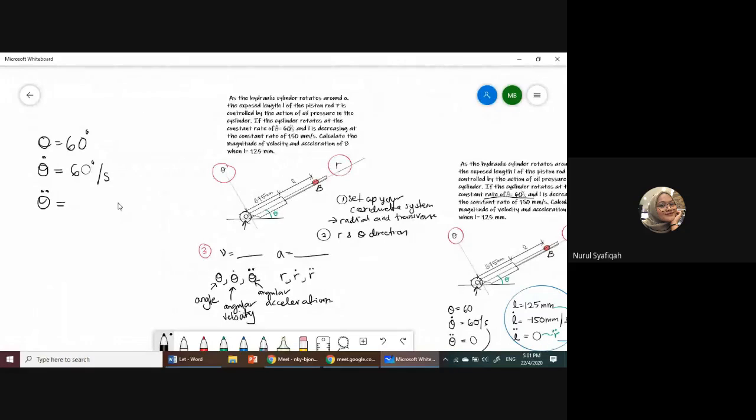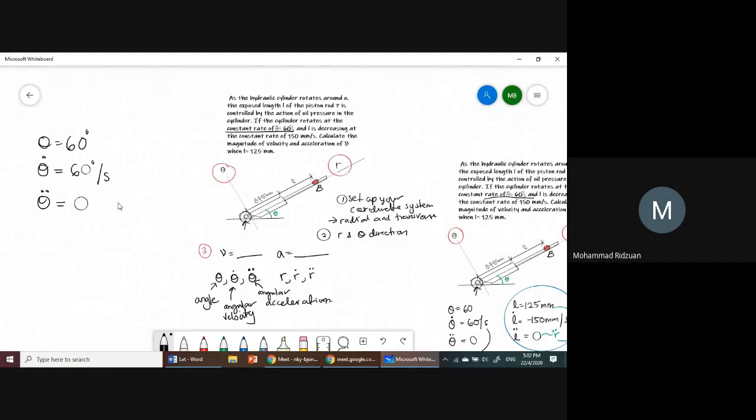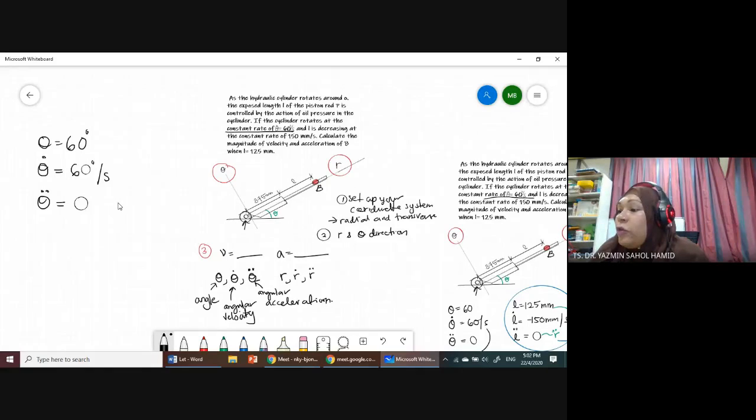No, theta double dot is 0. Why? Because theta dot is the constant rate, 60 degrees per second. So when the velocity is constant, what happens to the acceleration? The acceleration becomes zero. So theta double dot equals 0. Since again it has a constant velocity, we will have acceleration equal to 0. So this is our theta value.